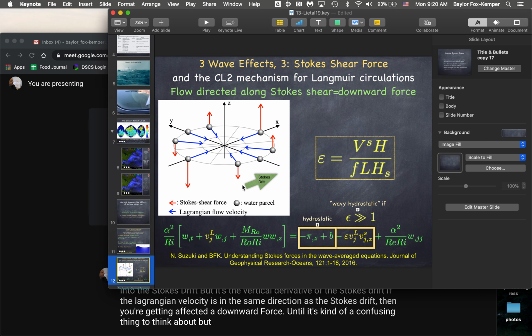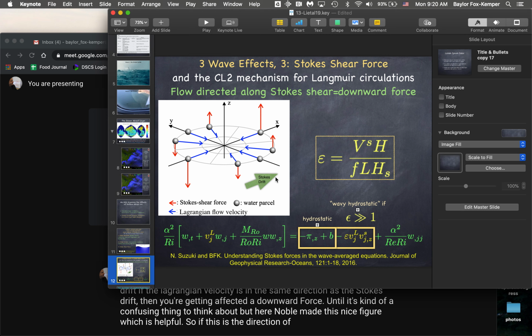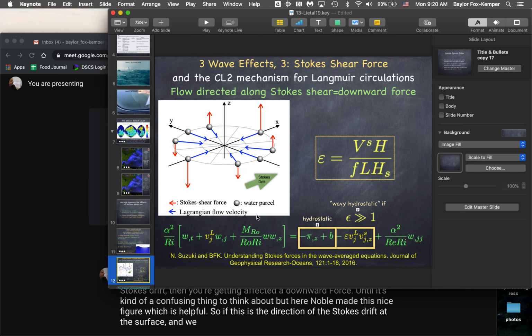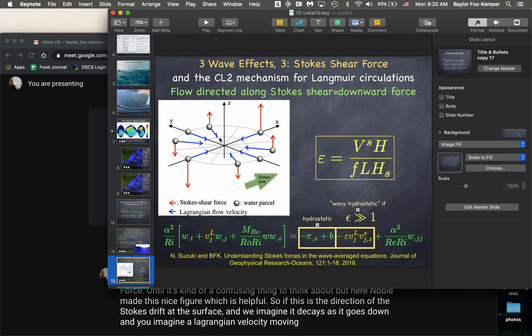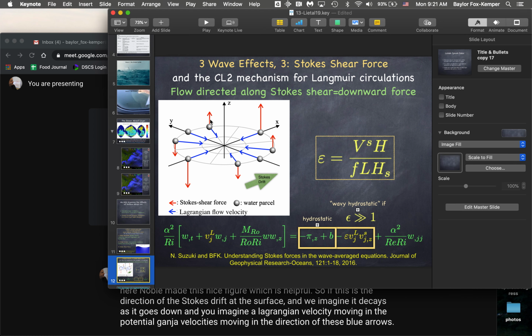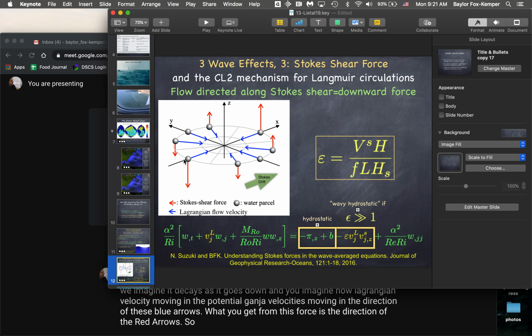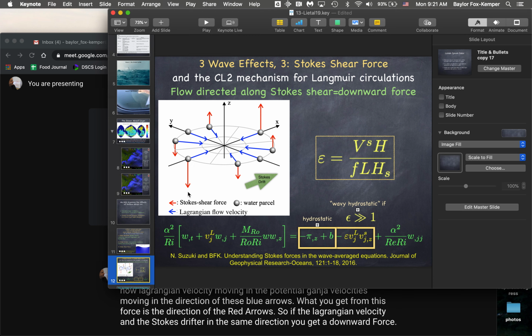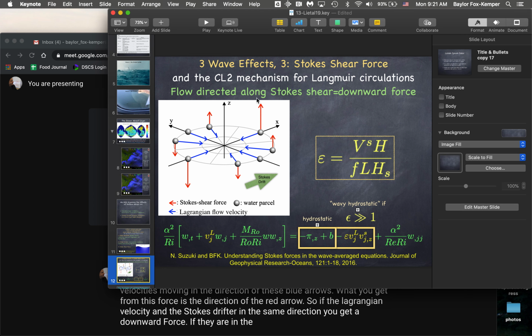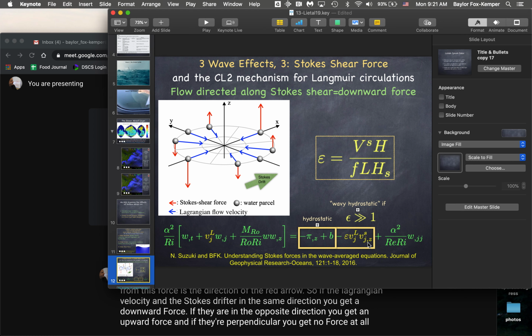But here, Nobu made this nice figure, which is helpful. So if this is the direction of the Stokes drift at the surface, and we imagine it decays as it goes down, and you imagine potential Lagrangian velocities moving in the direction of these blue arrows, what you get from this force is the direction of the red arrows. So if the Lagrangian velocity and the Stokes drift are in the same direction, you get a downward force. If they're in the opposite direction, you get an upward force. And if they're perpendicular, you get no force at all from this term.